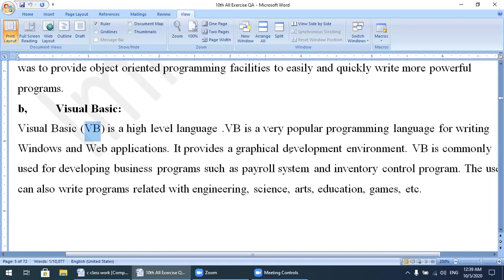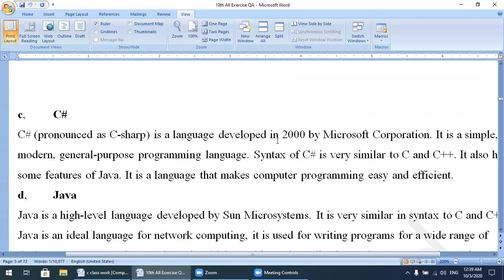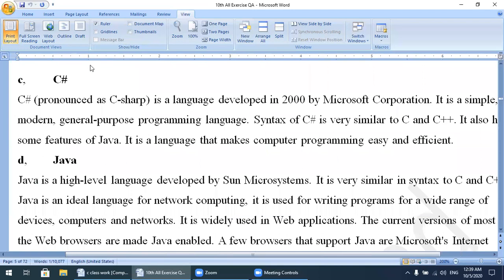It means that I can make any kind of program, but the basic feature of Visual Basic is that we mostly use it for database programs. But we can also develop many other programs related to engineering, science, arts, education, or games as well.